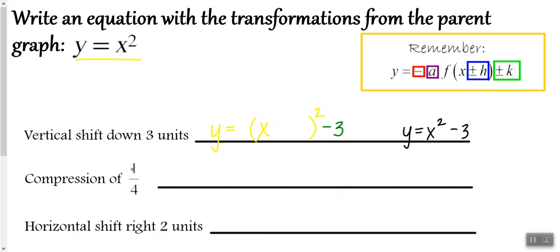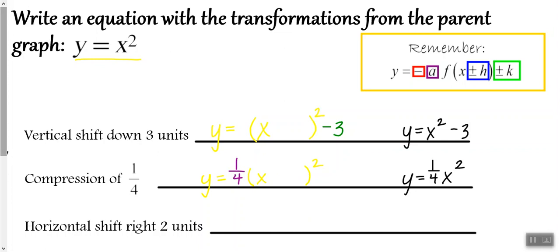Now for the next one, compression of 1/4. Again, I'm going to set up my parent graph shell. So y equals parentheses x squared with that space. And if I have a compression, that goes with that letter A. So that's the number in the front. So 1/4 goes in the front. And there's nothing else. So that's my answer. And again, in black, I'm just going to clean it up. I'm going to say y equals 1/4 x squared. You can leave it spaced out like we have it, or if you like to just clean it up and rewrite it, that's fine too.